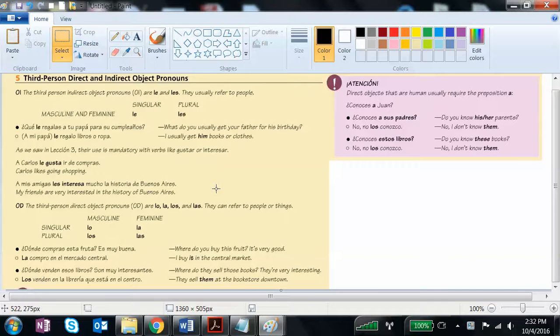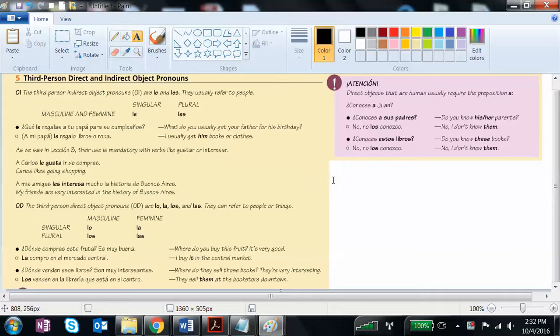Talk to you about your direct and indirect object pronouns. Your book is only wanting you to use the third persons for the moment. So if it is an indirect object, you're going to use le and les, and if it's a direct object, you're going to use lo and las. And so how do you figure out what is what?